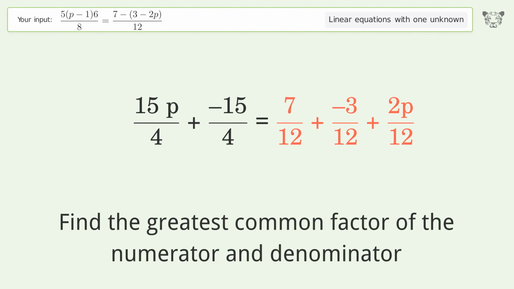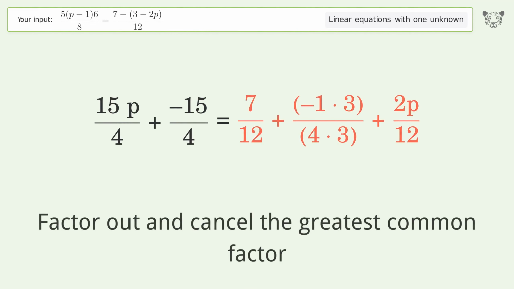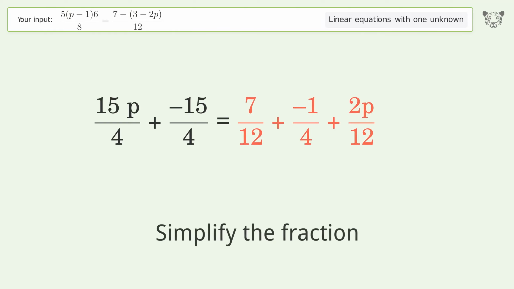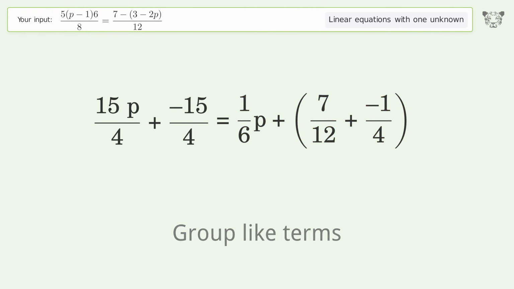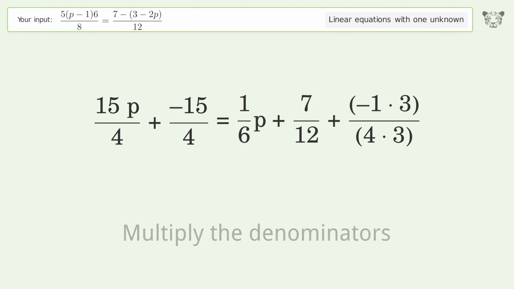Find the greatest common factor of the numerator and denominator. Factor out and cancel the greatest common factor. Simplify the fraction. Group like terms. Find the lowest common denominator. Multiply the denominators.